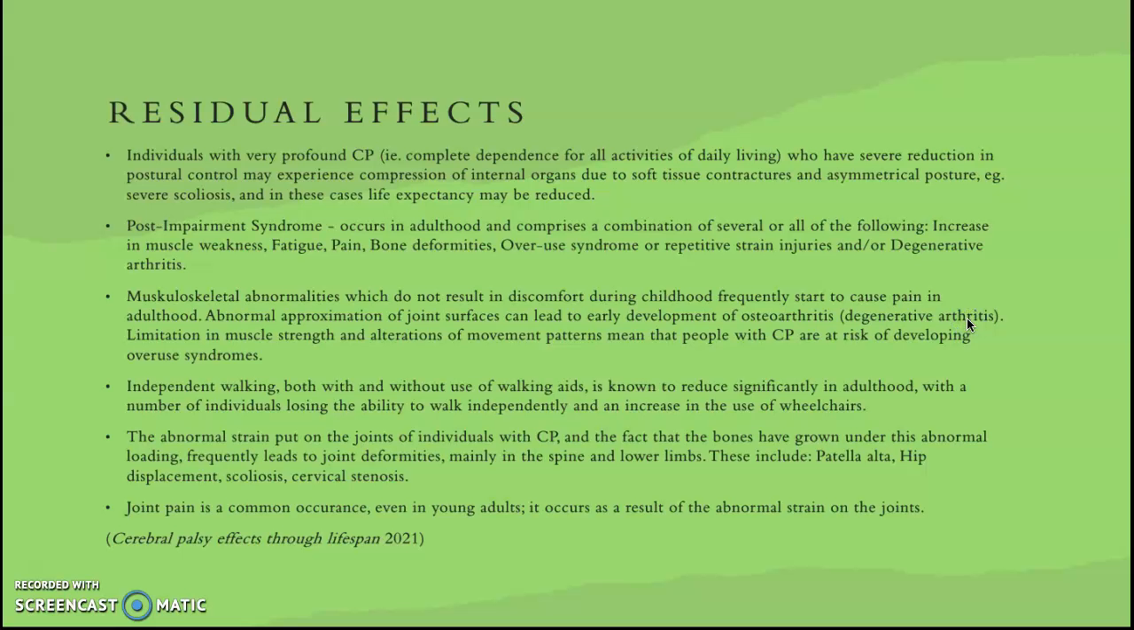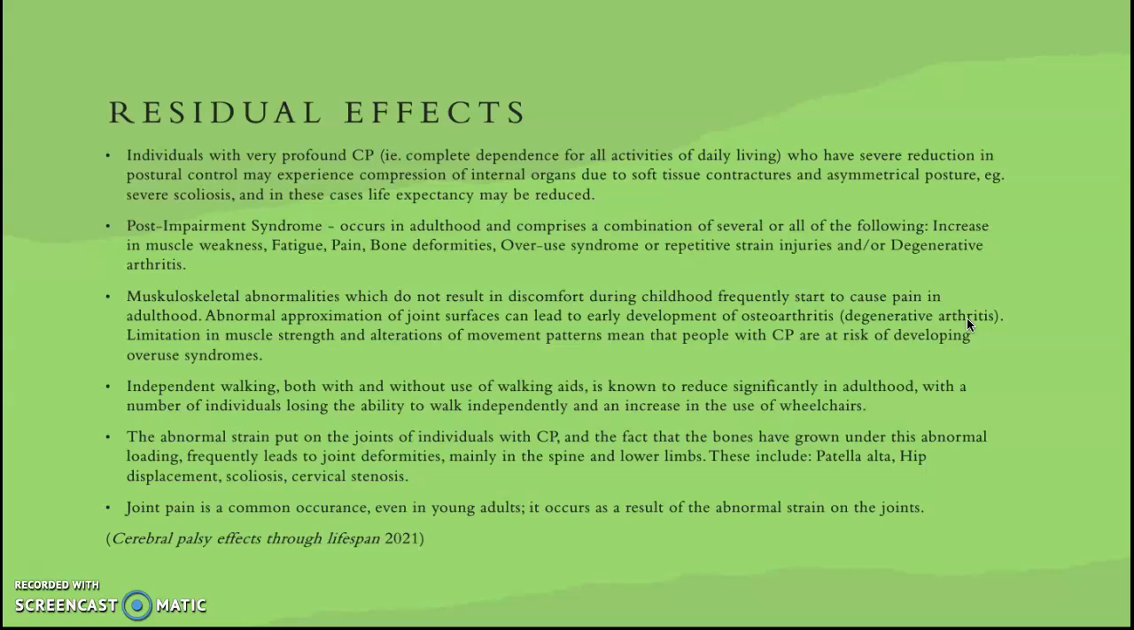Residual effects. So individuals with very profound CP who have severe reduction in postural control may experience compression of internal organs due to soft tissue contractures and asymmetrical posture, severe scoliosis, and in these cases, life expectancy may be reduced. Post-impairment syndrome occurs in adulthood and comprises a combination of several or all of the following: increase in muscle weakness, fatigue, pain, bone deformities, overuse syndrome, or repetitive strain injuries, and or degenerative arthritis.